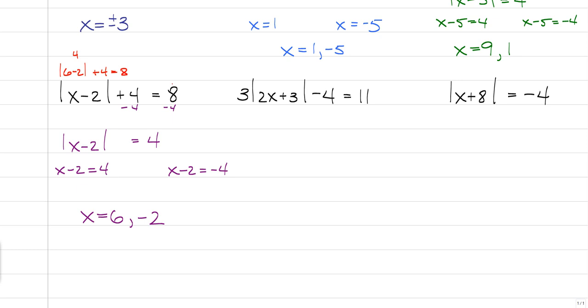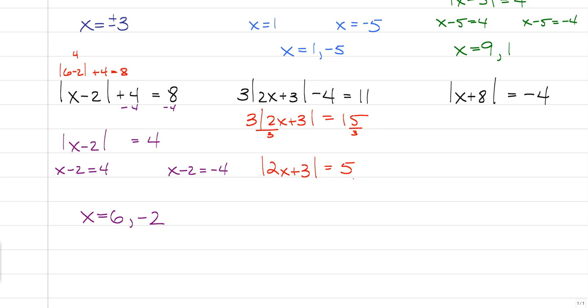Okay? For the second one, the first thing you needed to do was add 4 to both sides. So that gives you 3 times the absolute value of 2x plus 3, and that's equal to 15. You still need to get the absolute value by itself, so you need to divide both sides by 3. And that's going to give you the absolute value of 2x plus 3 is equal to 5.